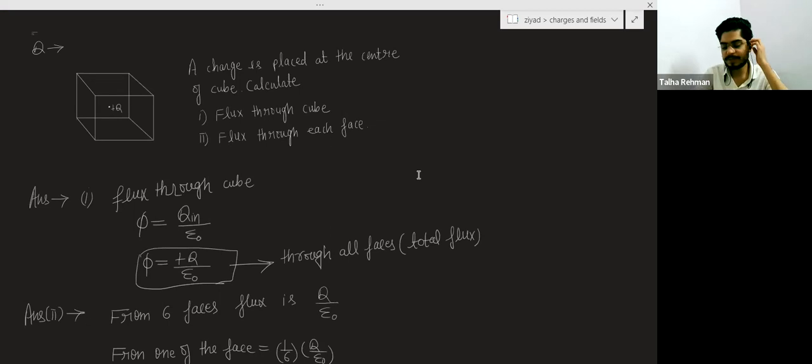Gauss law makes it easy to calculate the flux. With the help of Gauss law, it is easy to calculate the flux.